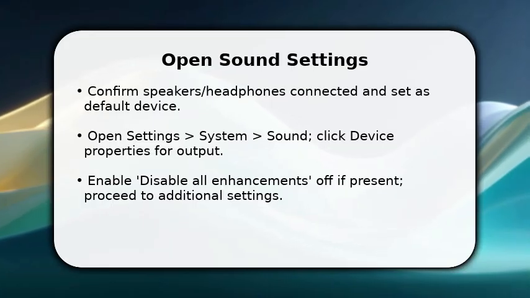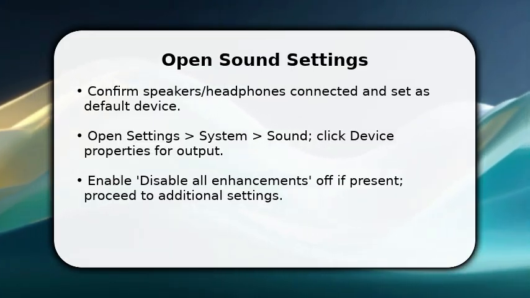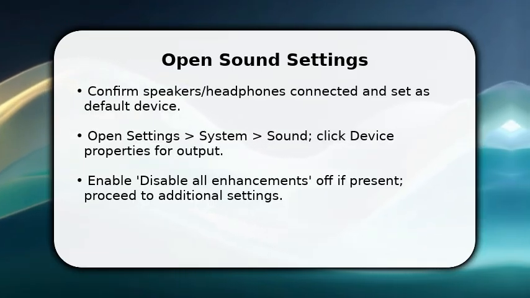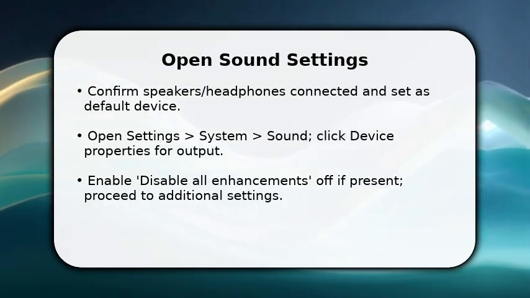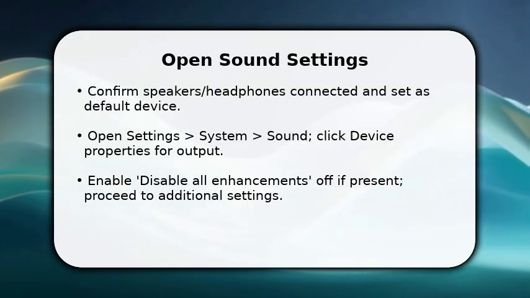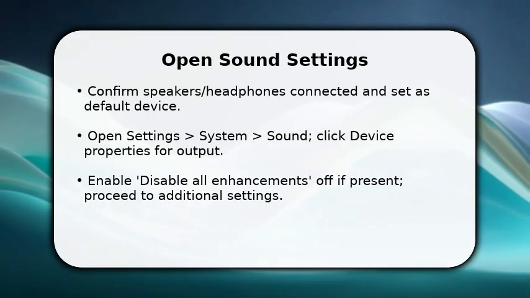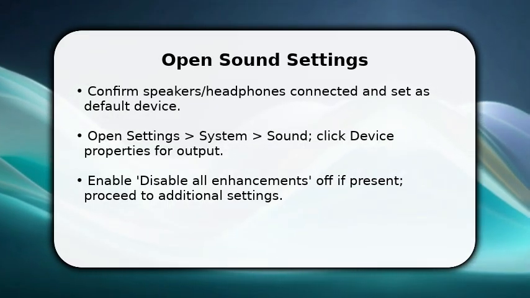You start with the sound device ready and set as default. Open Settings, go to System then Sound, and choose your output device properties. Once there, click Additional Device Properties to open the Classic Sound dialog. Make sure enhancements are not globally disabled so you can access Loudness Equalization.